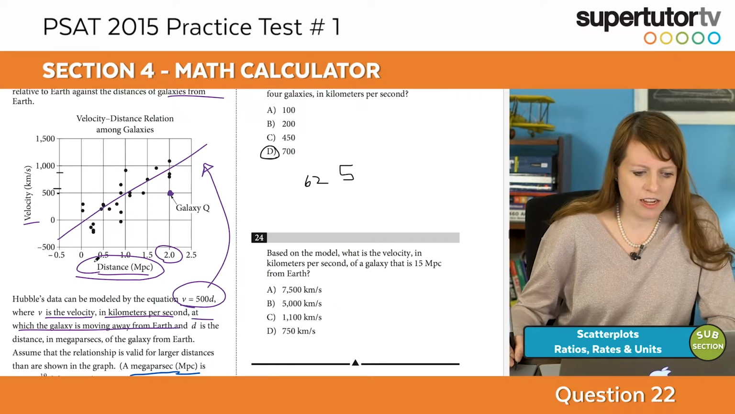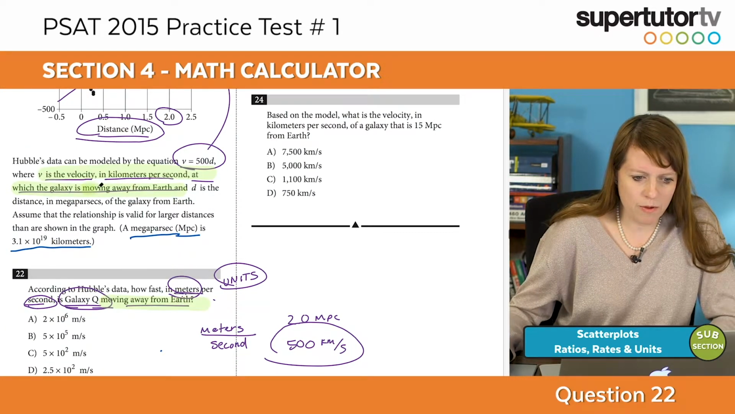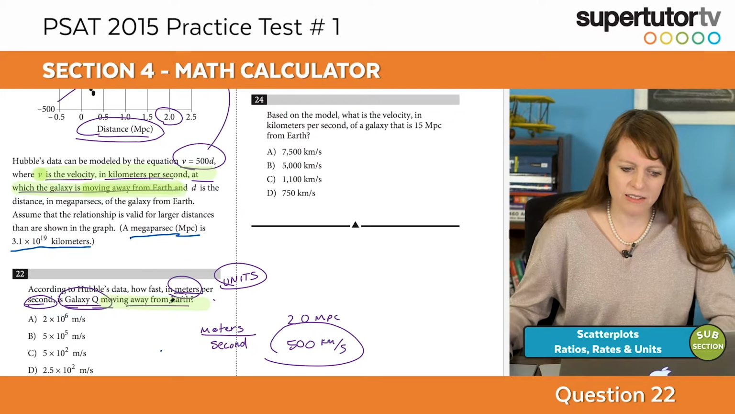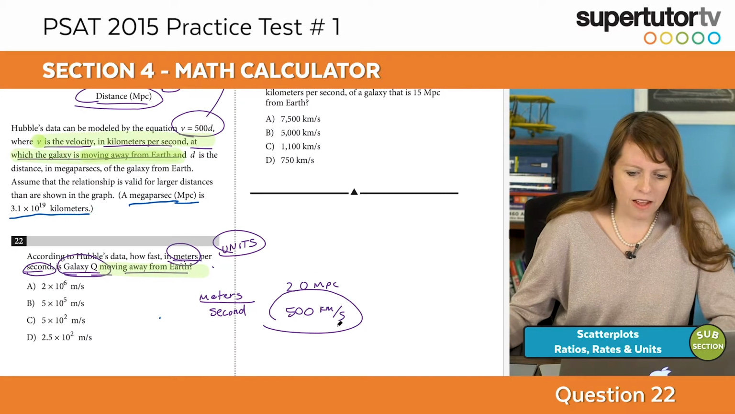If you want to double check it, you just need to go back and read and see what it says and confirm that moving away from Earth matches what v is. Do you see how I do that? So if you really want to be certain, you can do that. And all I have to do is convert this.